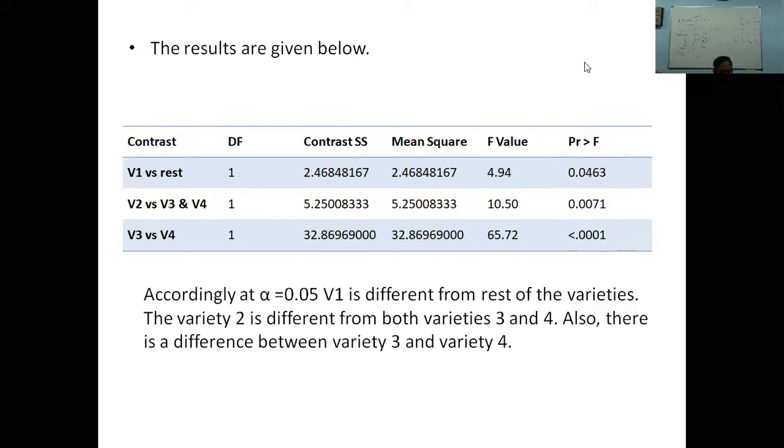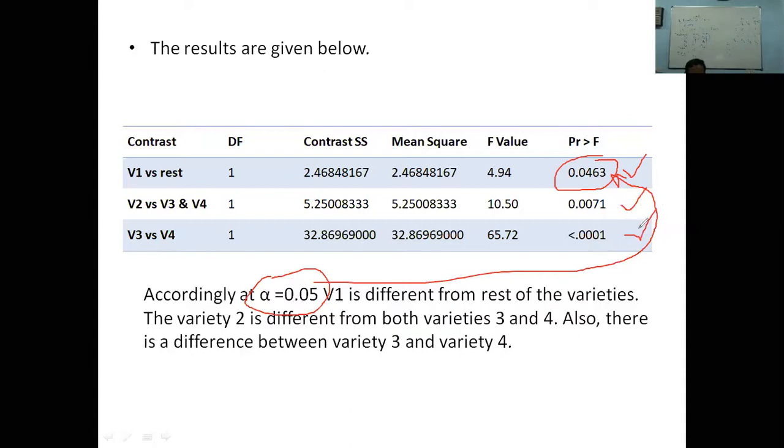According to the alpha, we can say it is significant. Normally, we compare with the alpha, the ultimate value. We compare whether this given value is greater than alpha or less than alpha. If this value is less than alpha, then we can say it is significant. This is significant, this is also significant, this is also significant.